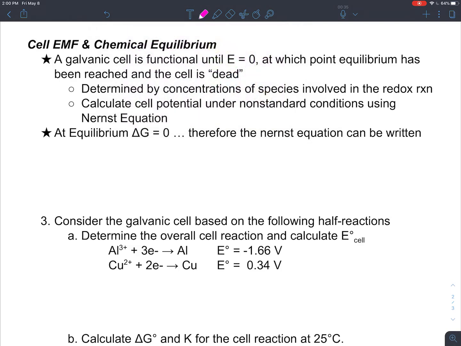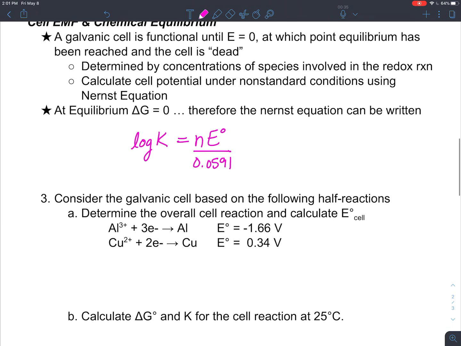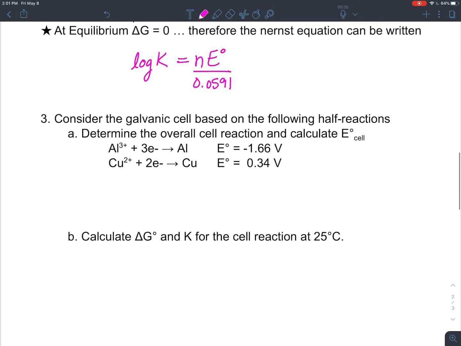So we have another equation that we can use. So log of K, because we know we're at equilibrium. So now it's not going to be Q, it's going to be K, is equal to the number of moles times the standard cell conditions, E cell under standard conditions, divided by 0.0591. We just rearranged that last equation and put it under equilibrium situations.